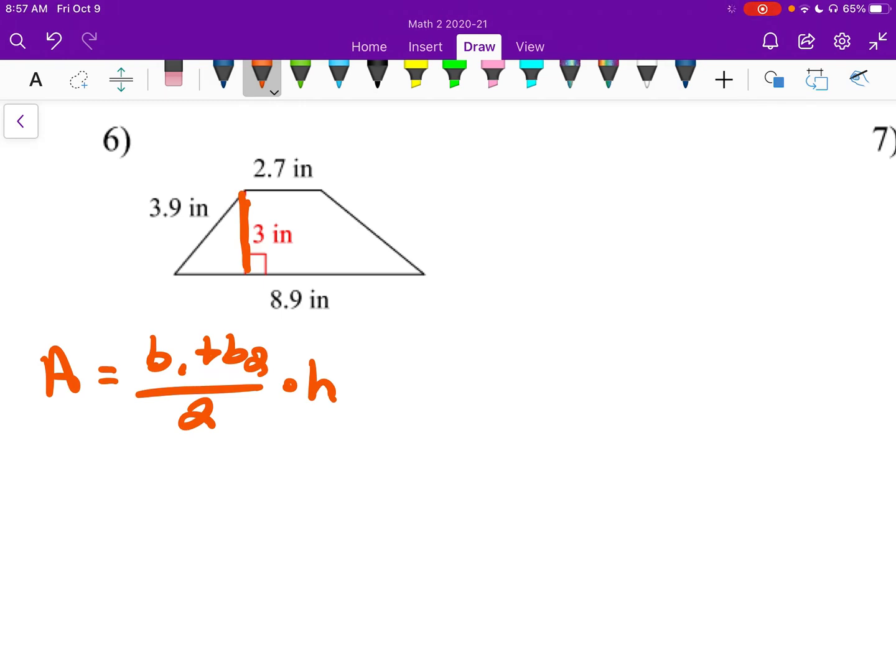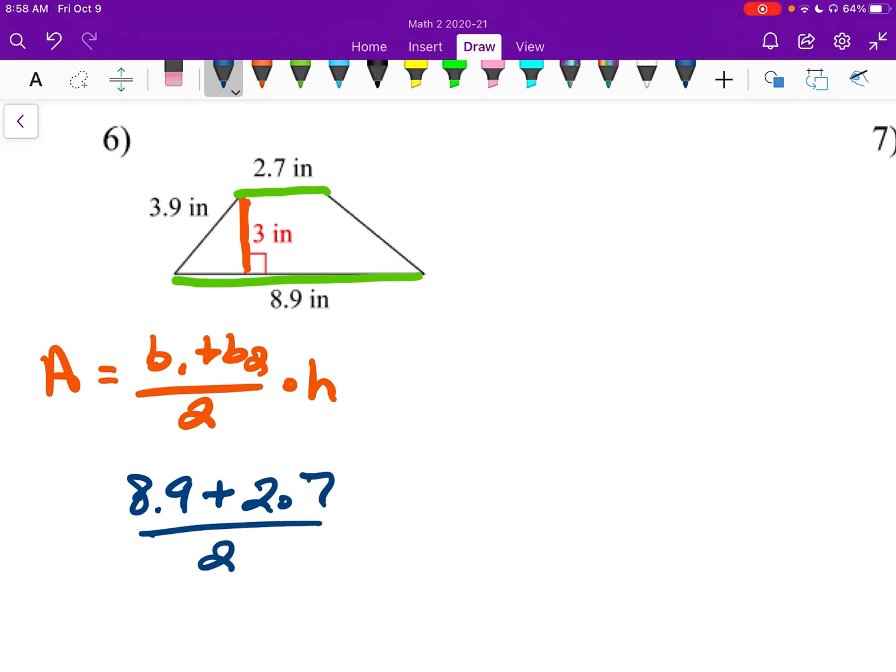So our bases are going to both meet at a right angle, and in this one, this is our base, this is our base. The 3.9 there does not matter at all. And whenever we go to plug this in, we don't care which one's base 1 and base 2. You can just pick which one you want in the different spots. So we have 8.9 plus 2.7 divided by 2 times our height, which is 3.